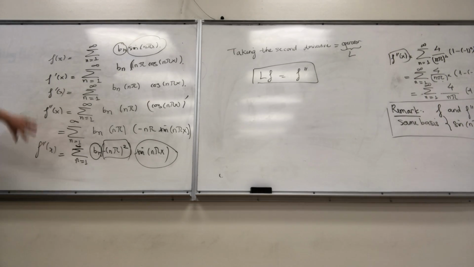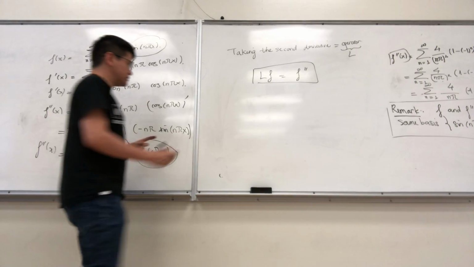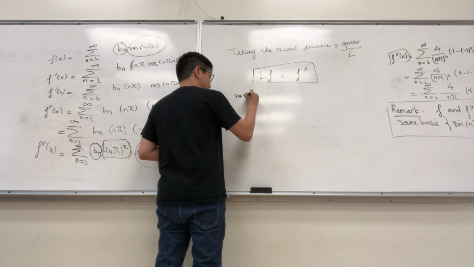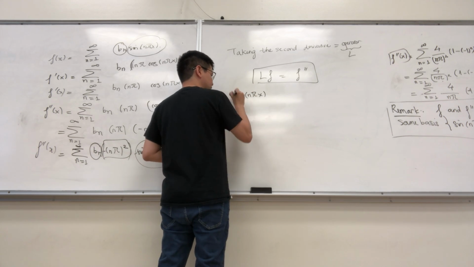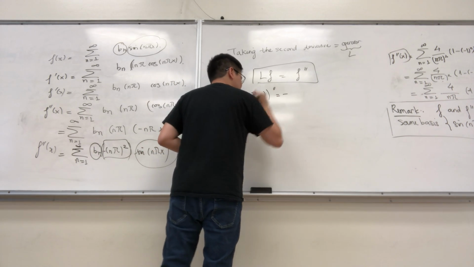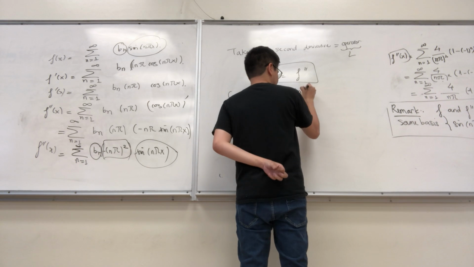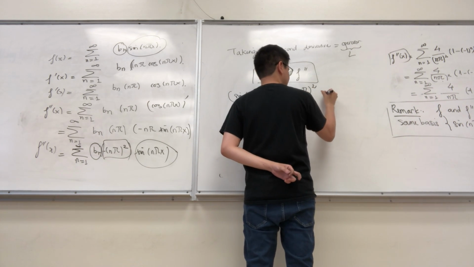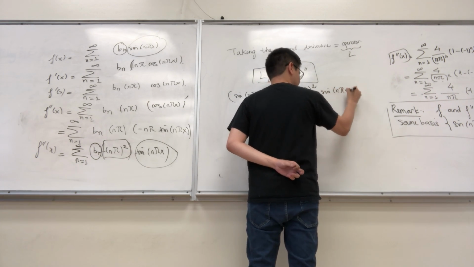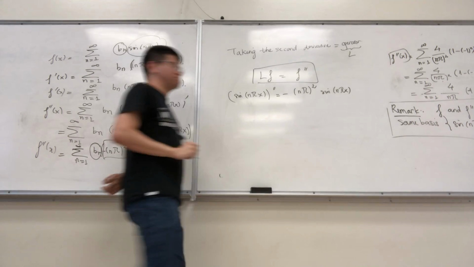So in all of those processes, my observation is that sinus of n pi x, second derivative, is minus n pi squared sinus of n pi x. All right?